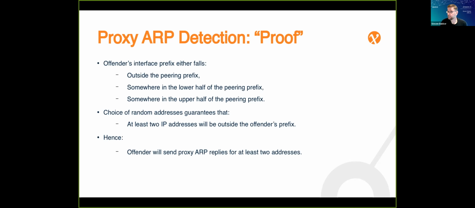The proof as such, or the reasoning behind it, is because an offender, so someone with a wrong prefix or prefix length, who has configured a prefix, will have that prefix either be completely outside the peering prefix, or somewhere in the lower half of the peering prefix if it overlaps, or somewhere in the upper half of the peering prefix. And a choice of random addresses basically guarantees that at least 2 IP addresses will be outside of the offender's prefix. Now, the offender will then send proxy ARP replies for at least 2 addresses. That's the basic idea behind it.